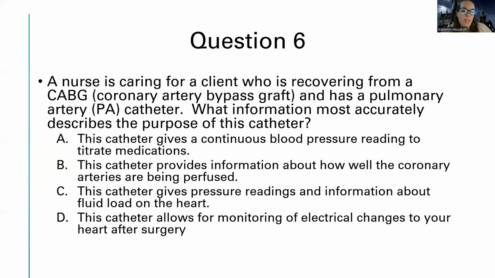And then this says this catheter allows for monitoring of electrical changes to your heart after surgery. That sounds like an ECG monitor. So I don't think that's what this catheter does. So you can see here, all of these are devices or similar things. I don't know about B, but that may be used. They're using terms that you may be familiar with. And this is where a lot of students can get confused because they're like, ooh, I know there's something about that. But you have to think about what is this specific catheter? What does it help with?